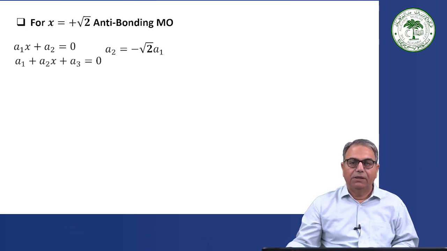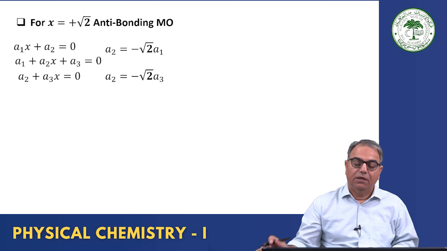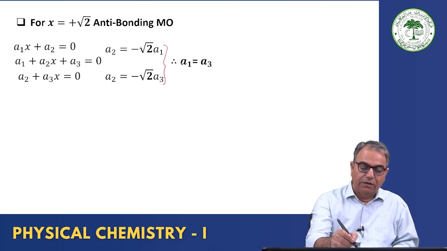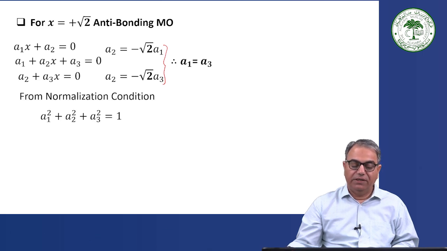That's very easy. Then the second equation is a1 plus a2x plus a3 is equal to 0. So, what can you write? a2 plus a3x is equal to 0. That's the third equation I have written. And from the third equation, what do you get? a2 is equal to minus root 2 a3, and from these two equations you get a1 is equal to a3, because a2 is equal to minus root 2 a1 and a2 is equal to minus root 2 a3. So, a1 is equal to a3.